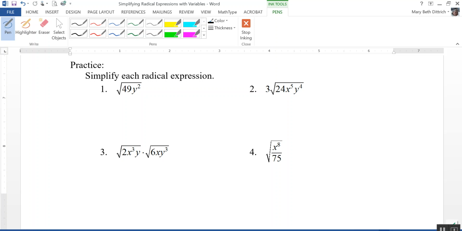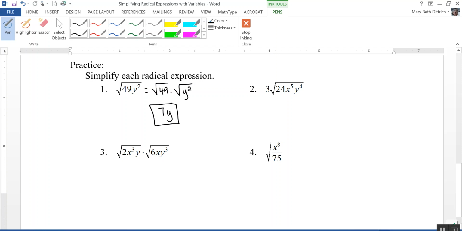Okay, let's take a look at these examples here. So it says simplify each radical expression. My first one is the square root of 49y squared. That's equal to the square root of 49 times the square root of y squared. Square root of 49 is 7. Square root of y squared is y. So that simplifies to 7y.